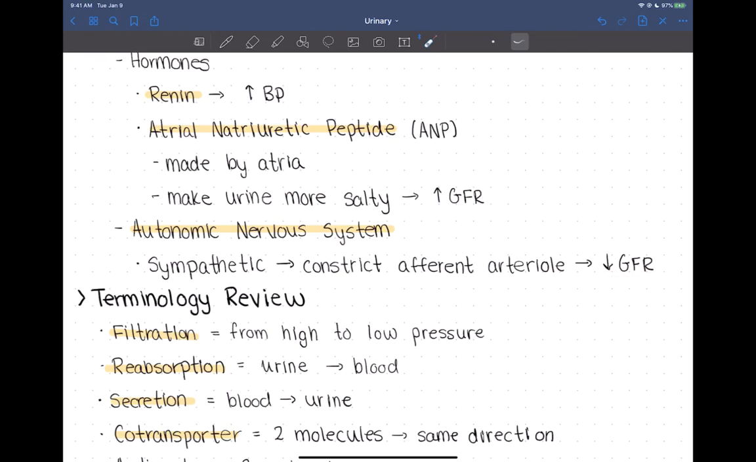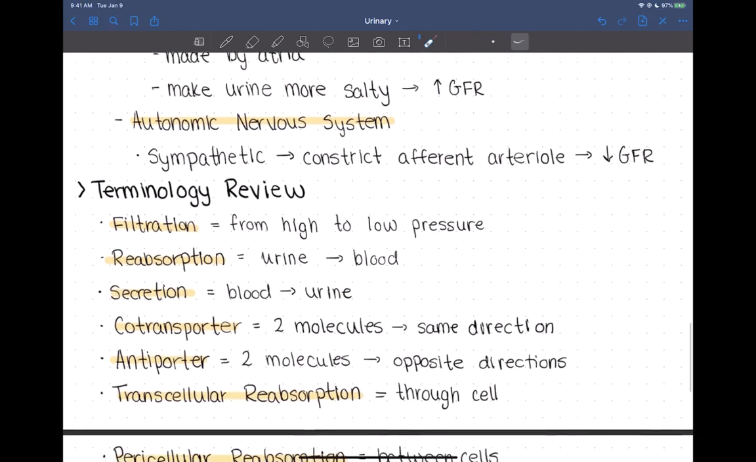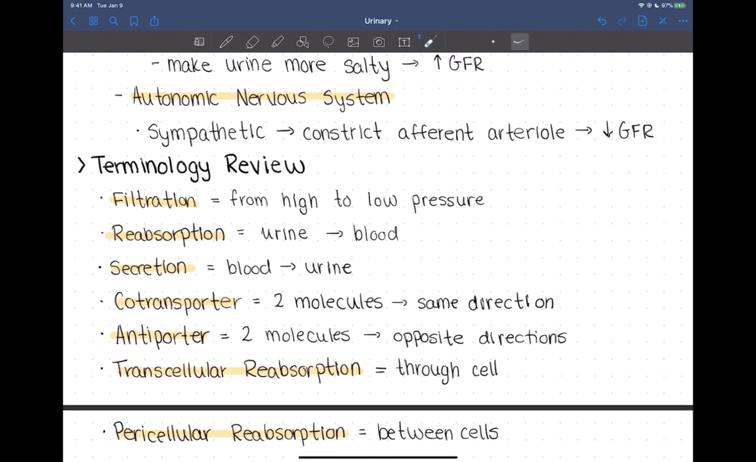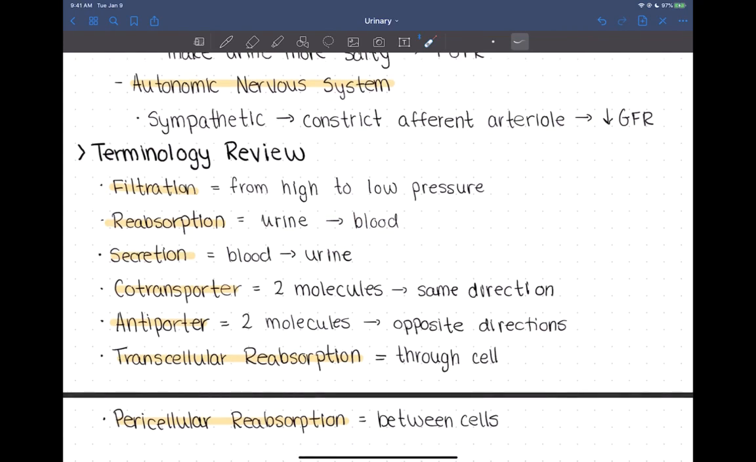All right. So now let's just go over a few kind of review terms before we get into the different functions of the different tubules that the filtrate is going to pass through once it leaves that renal corpuscle. Okay, so our first term is filtration. We just talked about this. So filtration is just the idea that solutes are going to move from high to low pressure, right, instead of high to low concentration as it would with diffusion.